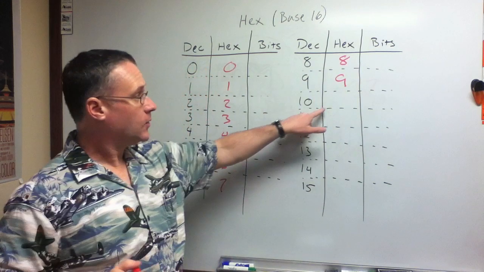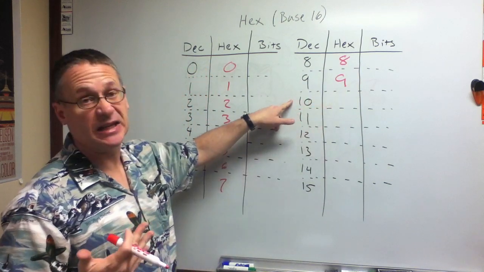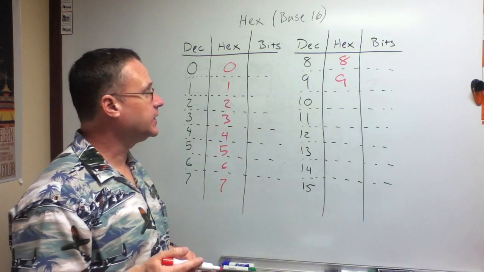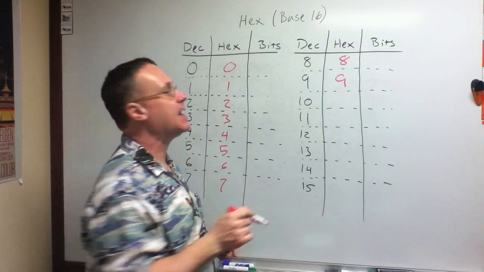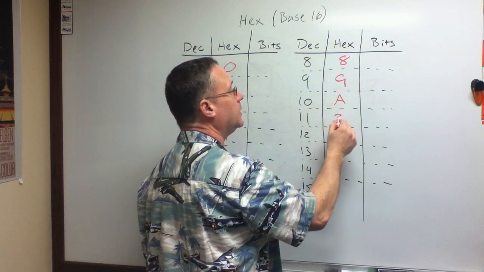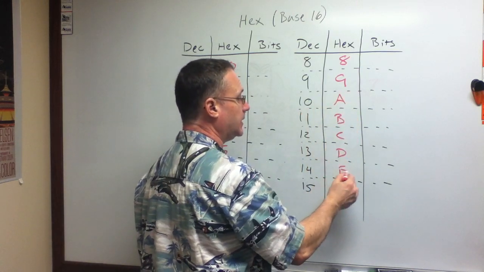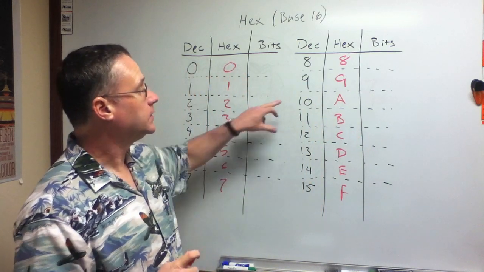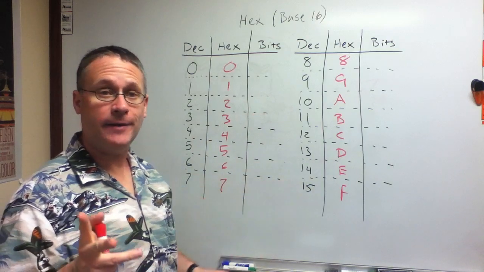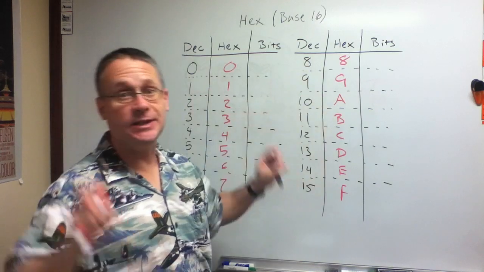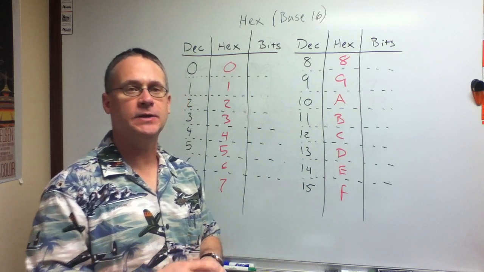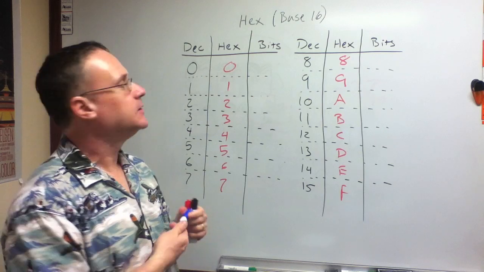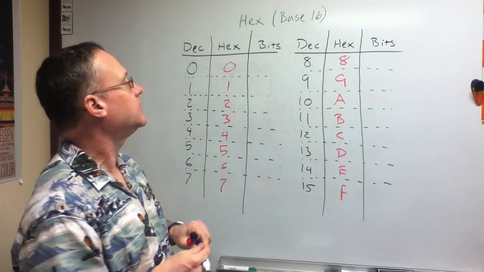But now we need a different symbol to represent 10, a 10th digit, if you will. So what we've agreed to do as a community is do letters, generally capital letters. So A, B, C, D, E, and F represent 10 through 15. Okay? So there's our hex digits, the things that will be in our place value system when we're writing hex. It's also going to be handy to have the bit patterns that are associated with these.